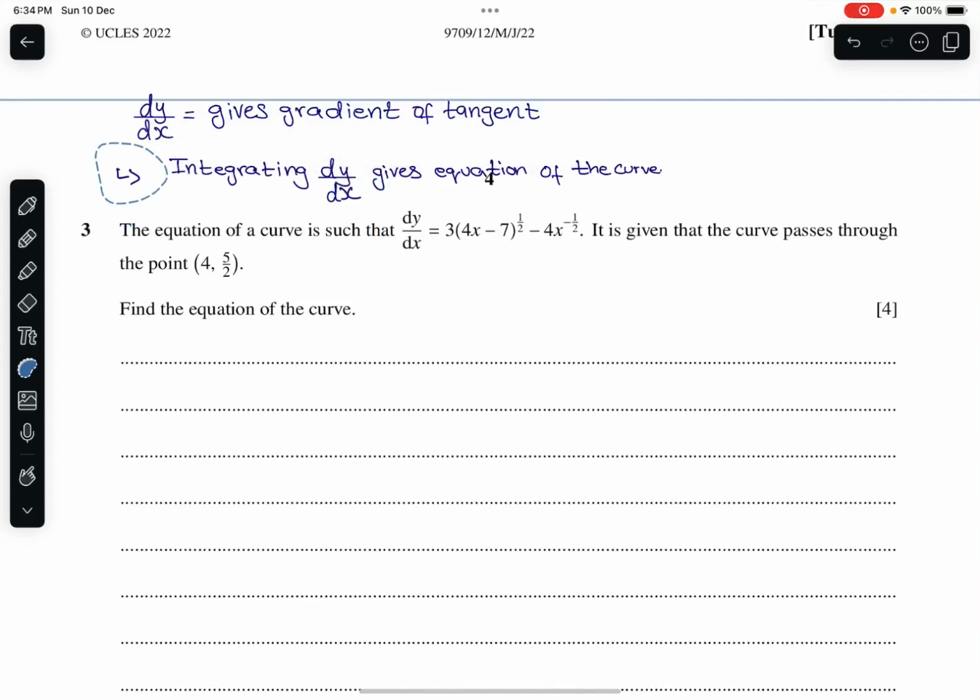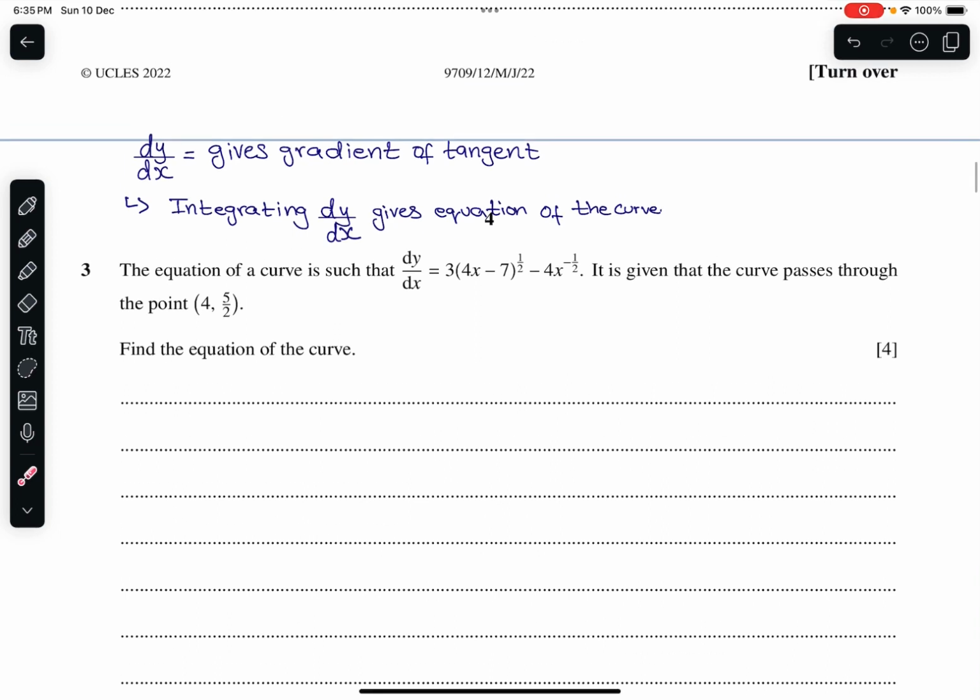All right, so it says the equation of a curve is such that dy over dx equals 3 into (4x minus 7) raised to power 1 over 2 minus (4x) raised to power minus 1 over 2. It is given that the curve passes through the point (4, 5 over 2), or we can write it as (4, 2.5). Find the equation of the curve.